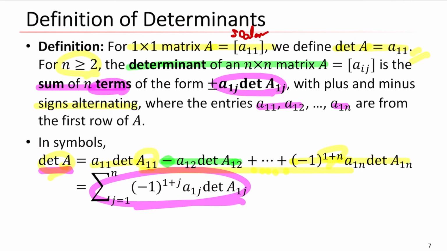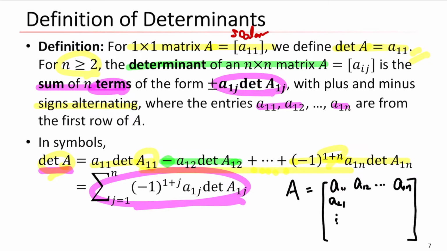Okay, so here's the example. If there is a matrix A, something like a11, a12, a1n, a21, an1, ann, then this first term is this one times this matrix, right? Let's use the particular one. Okay.